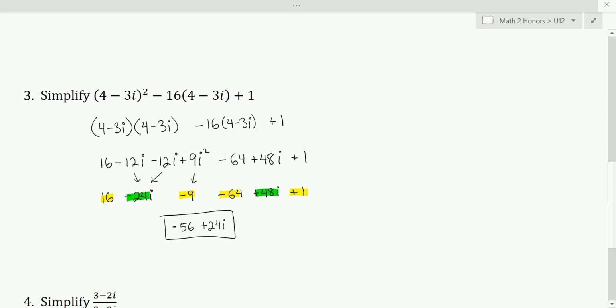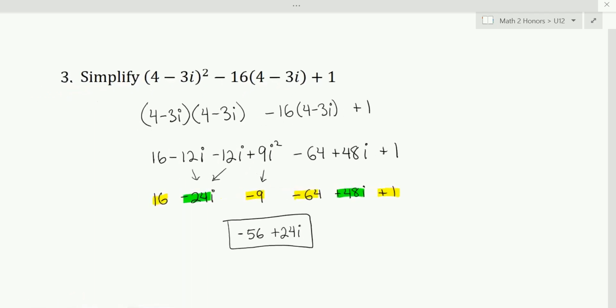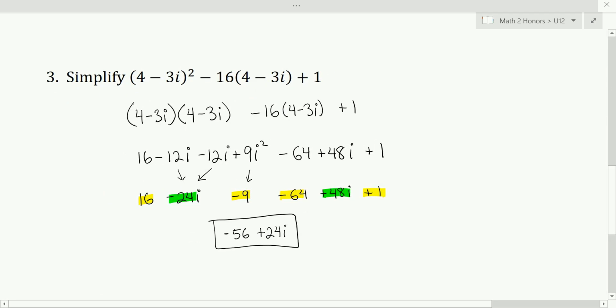What do we get? Negative 56 plus 24i. Here it is. Here's the work. So compare your work with mine, and if you did not get it, see if you can figure out where it went wrong.